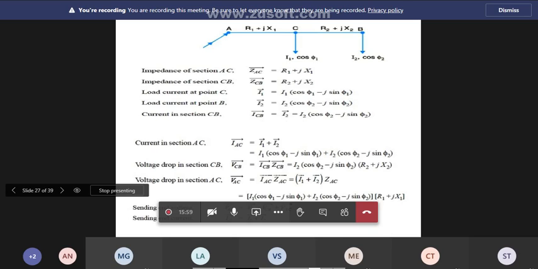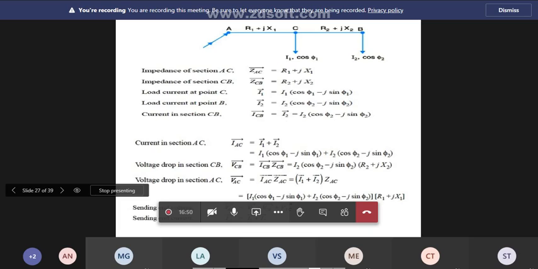Let R1, X1 and R2, X2 be the resistance and reactance of section AC and section CB of the distributor, right? First of all, we have to calculate the impedance per particular section. Then per particular section we have to calculate the current. After that, per particular section we have to calculate the voltage drop. First Z, next I, next V. So V is equal to IZ, the voltage drop.